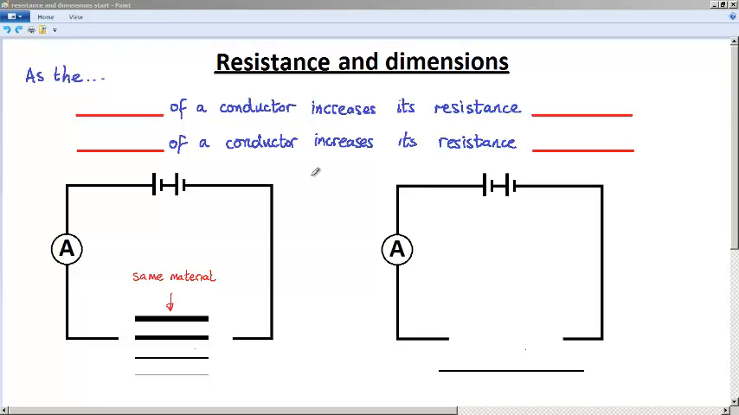Now in this lesson we're going to look at how the resistance depends not on the material from which the conductor is made, but on the dimensions of the conductor itself. So for example, let's take this first circuit here.